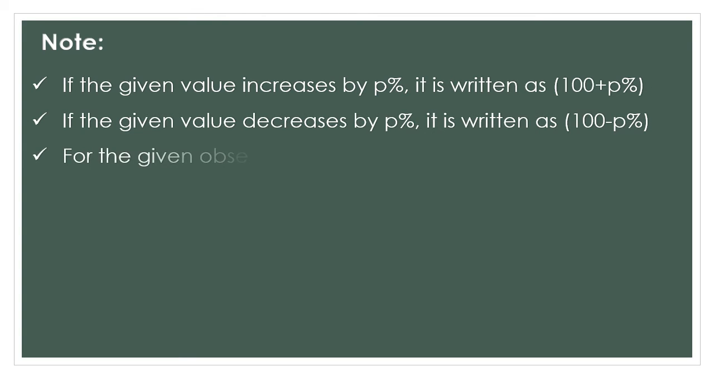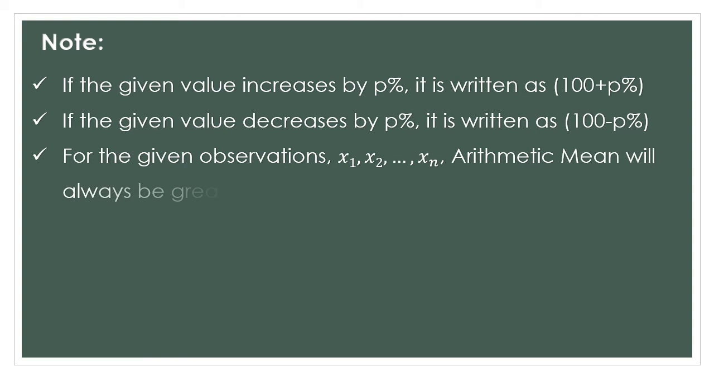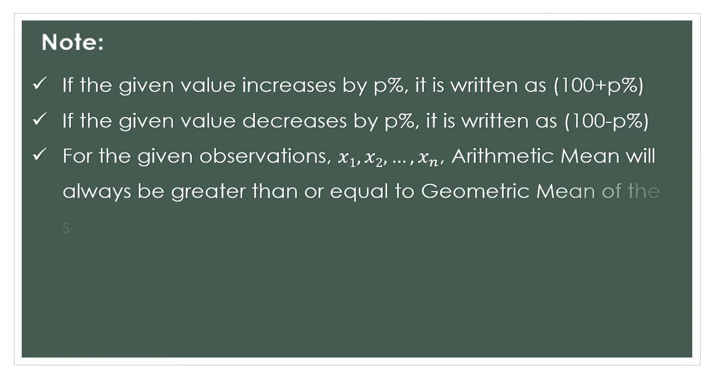And the last note which you must write down is that for the given observations x1, x2 and xn, the arithmetic mean will always be greater than or equal to the geometric mean of the same observations. That means if the observations are the same, and the arithmetic mean and geometric mean are compared, then the arithmetic mean will be either equal to or more than the geometric mean. Always, it will never be less than the geometric mean. So it can be symbolically written as x bar is more than or equal to G.